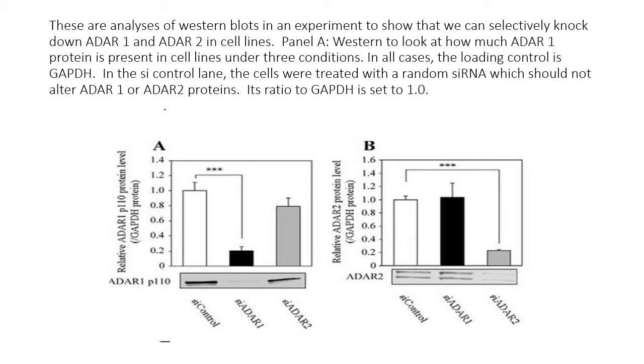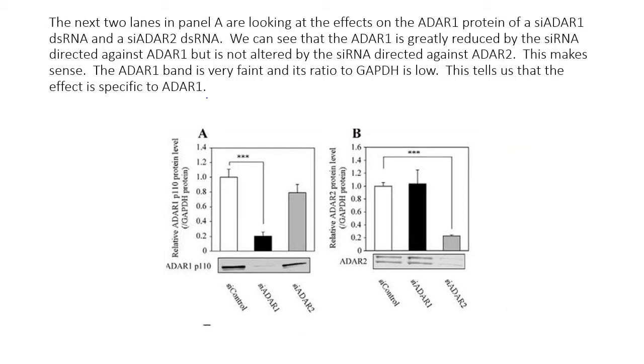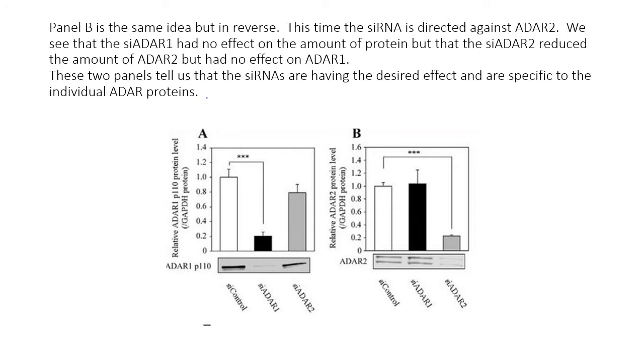We can see that silencing of ADAR1 in the middle lane has no effect on ADAR2, which is what we want. And then finally, we look at the effects on ADAR2 of silencing ADAR2, and in fact, it is silenced by about 5-fold. So that tells us that what we're trying to do is working: when we try to silence ADAR1, it works and doesn't cross-silence ADAR2, and vice versa. This panel basically summarizes what I just said, that our experiment is working as hoped. Panel B is the same, but in reverse. Again, what we're intending to silence is being silenced and nothing else, which is what we wanted.